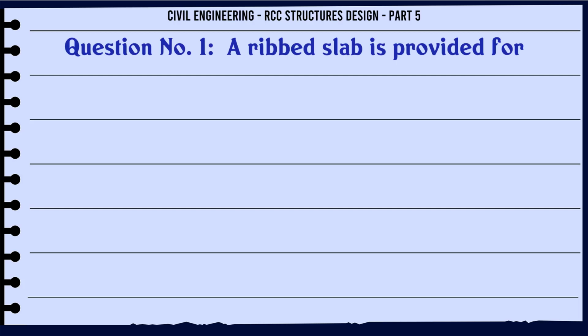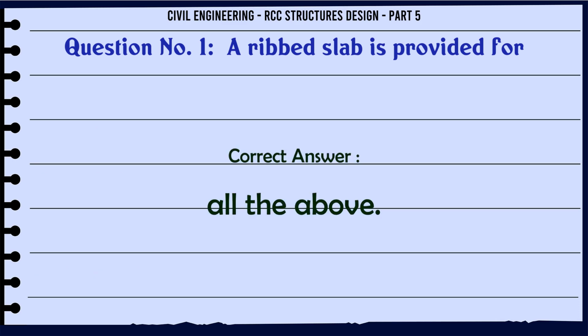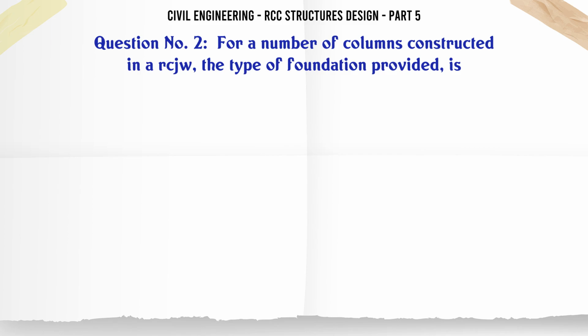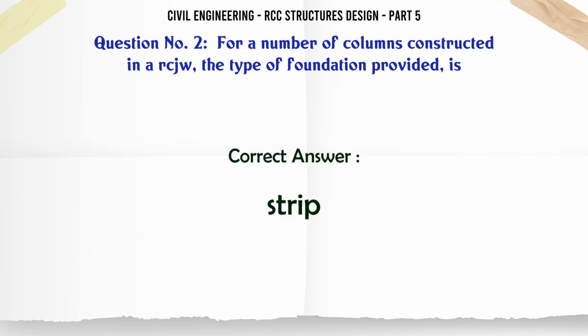A ribbed slab is provided for A plain ceiling, B thermal insulation, C acoustic insulation, D all the above. The correct answer is all the above. For a number of columns constructed in a RCJW, the type of foundation provided is A footing, B raft, C strap, D strip. The correct answer is strip.